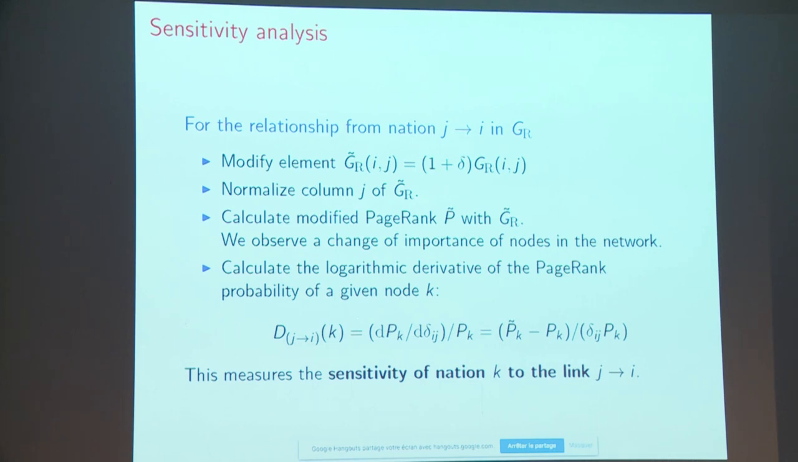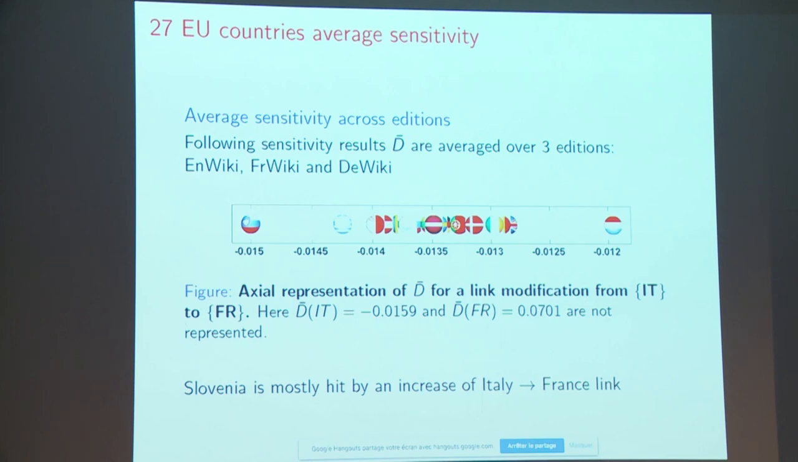Then I will observe the change of importance of nodes in the network by calculating the logarithmic derivative of the PageRank probability for a given node K. It can be node I, it can be node J, it can be a node K. But here we mostly look at a node K, which is not necessarily the link that we have changed. So this is what we call the sensitivity of a nation K to the link variation J to I. Looking at that, I have various examples of results that we have found with this type of analysis.